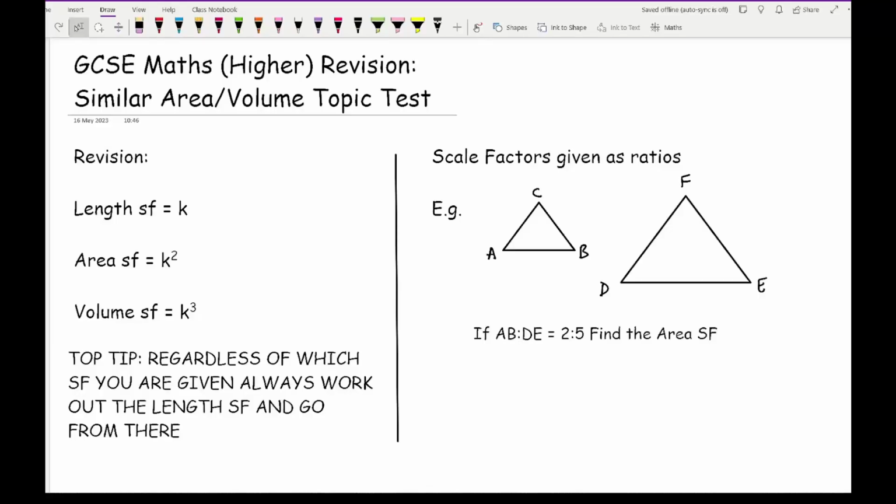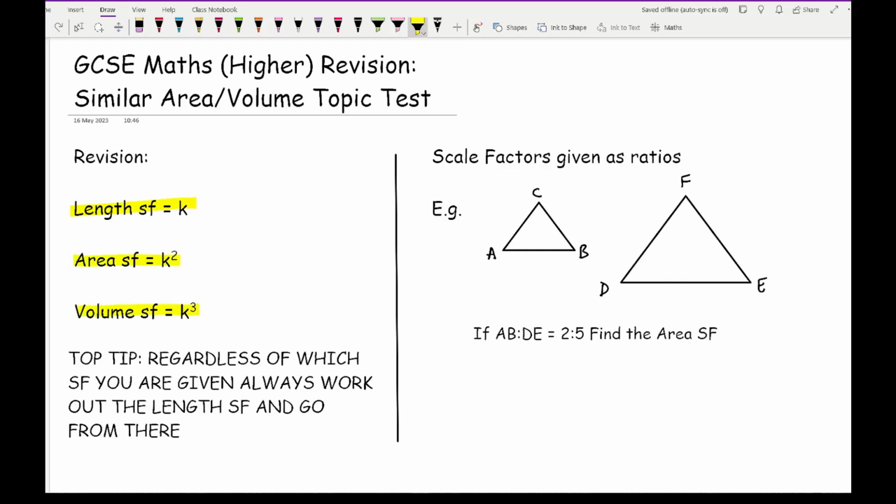Now before we get started working through some exam questions related to similar area and volume, let's just have a quick glance at some basic revision notes. The key thing to remember when working with similar area and volume is that if the length scale factor is k, then the area scale factor will be k squared and the volume scale factor will be k cubed.